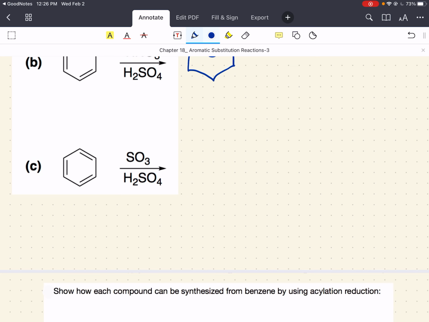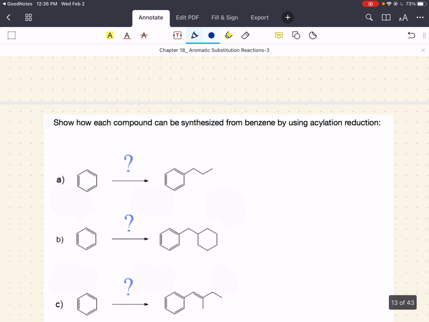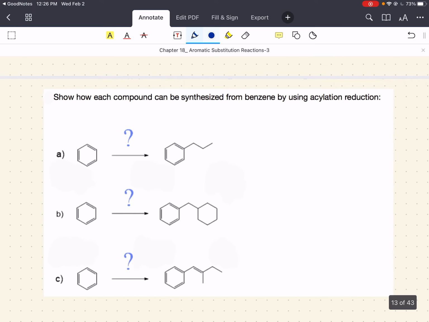Then we have this reaction. These reagents indicate sulfonation of a benzene ring, where we add sulfur trioxide to our benzene ring. Fantastic. Next we want to show how each compound can be synthesized from benzene by using acylation reduction.